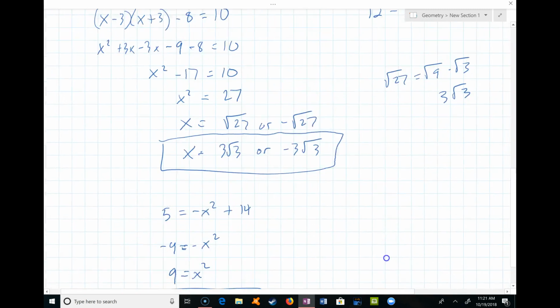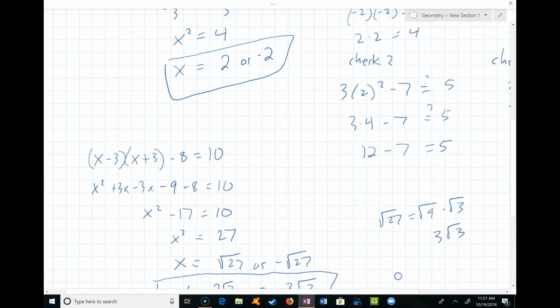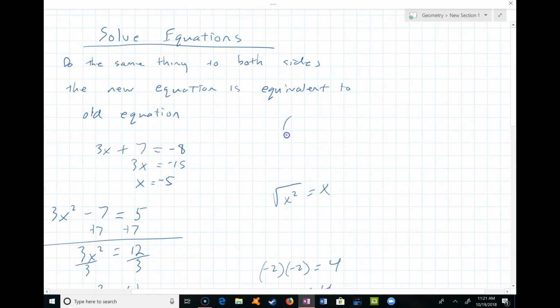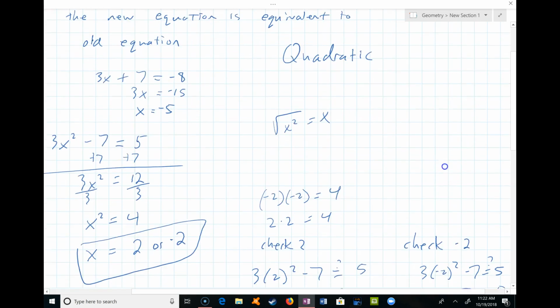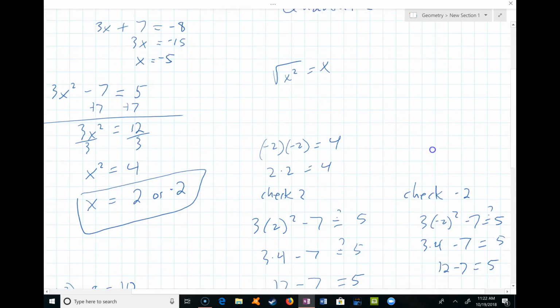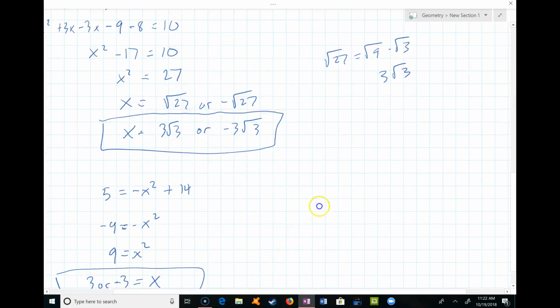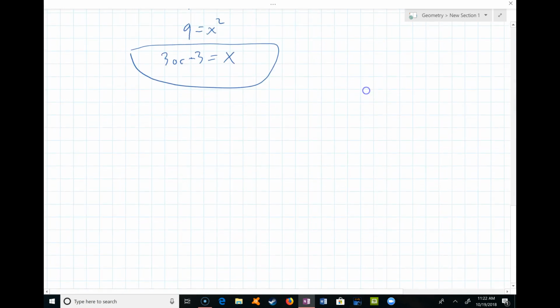So these equations we've been doing, you notice, are not linear. These are what are called quadratic equations. And that's really the focus for the next several videos. These are called quadratic equations because they have an x squared in them. If they have just an x without any powers, those are linear. These are quadratic. Okay, so we'll continue.